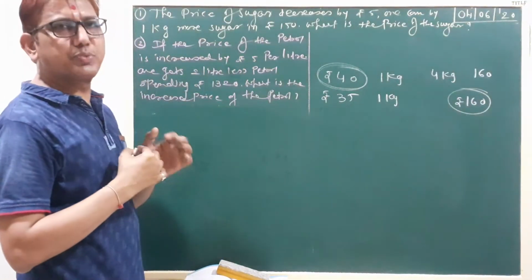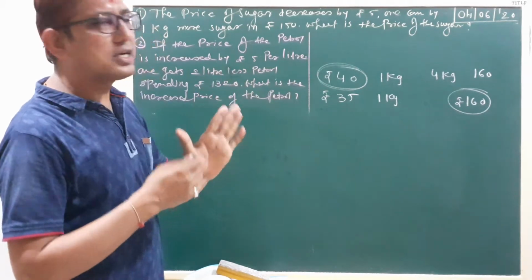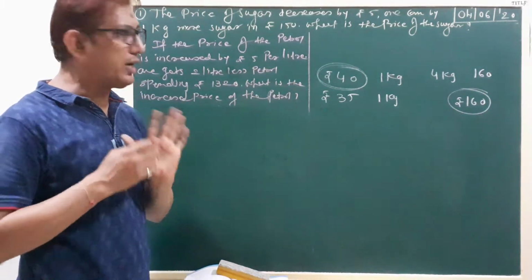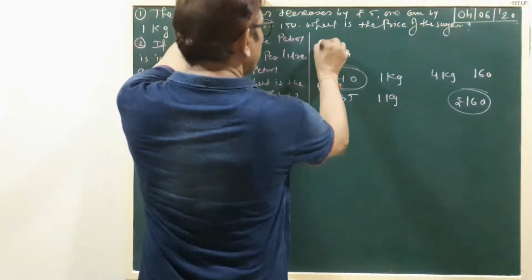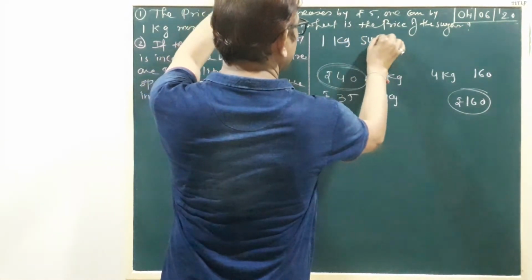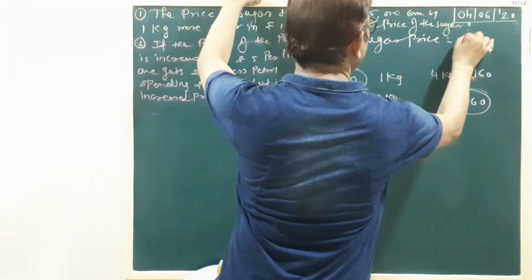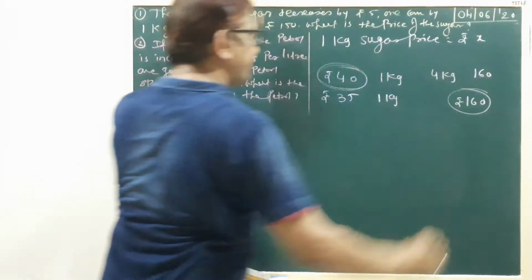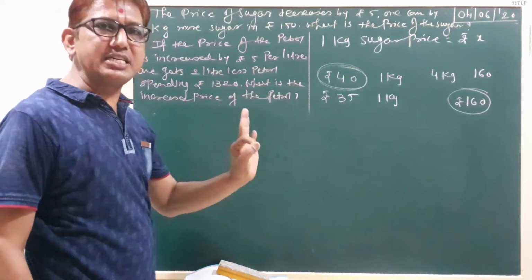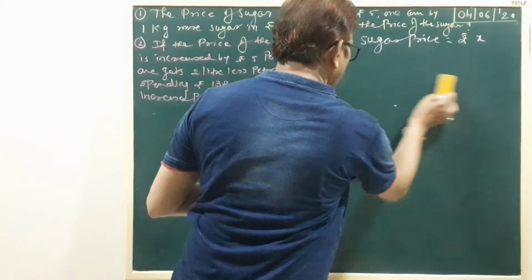So first we suppose the price. The final question is: what is the price of 1 kg of sugar? So first we suppose, let the 1 kg sugar price be equal to rupees X. Is that clear?